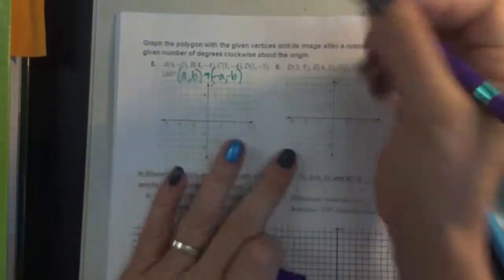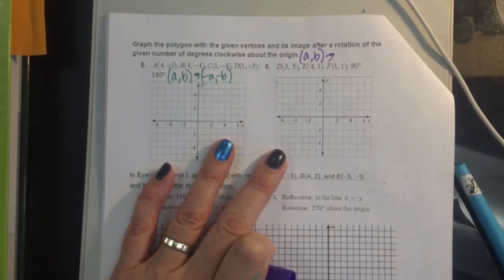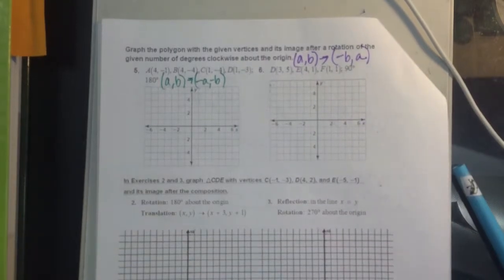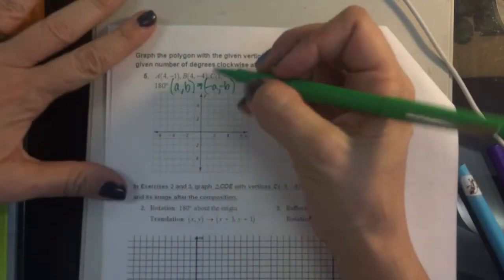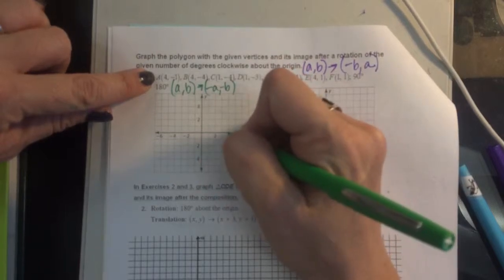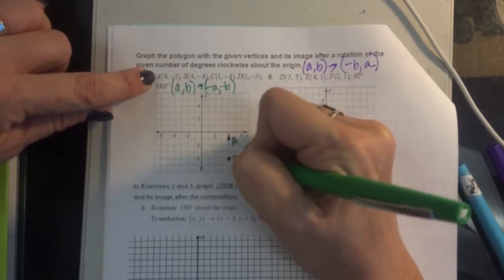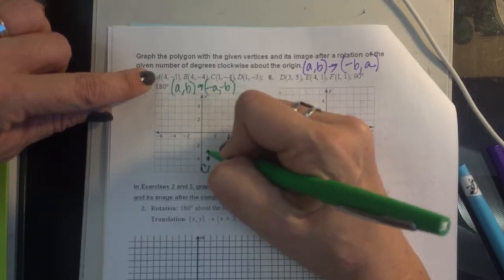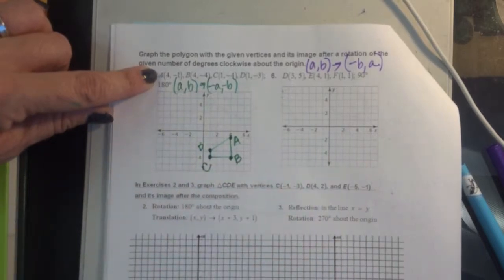And then for this one, for the 90 degrees, I've got AB goes to negative B, comma A, negative B, comma A. So then I've got those two rules. Let's go and plot our original pre-image, the A, B, C, D. 4, negative 1 is A, 4, negative 4 is B, 1, negative 4 is C, looks like it's going to be 1, negative 3 is D. Okay, so I've got a nice little four-sided figure here.